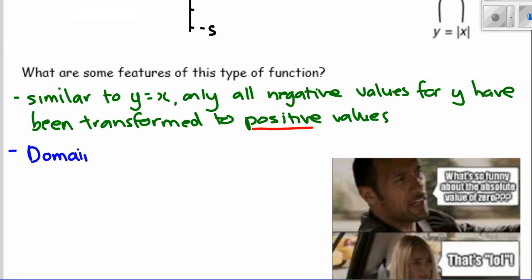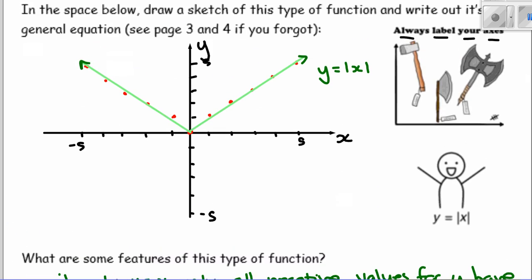x ∈ ℝ. We could also say the range. The range, let's have a look again. Would you agree that it starts at the x-axis and goes upwards? It doesn't live down here at all, does it? No, it just seems to live up here. So it's y is greater than or equal to 0.